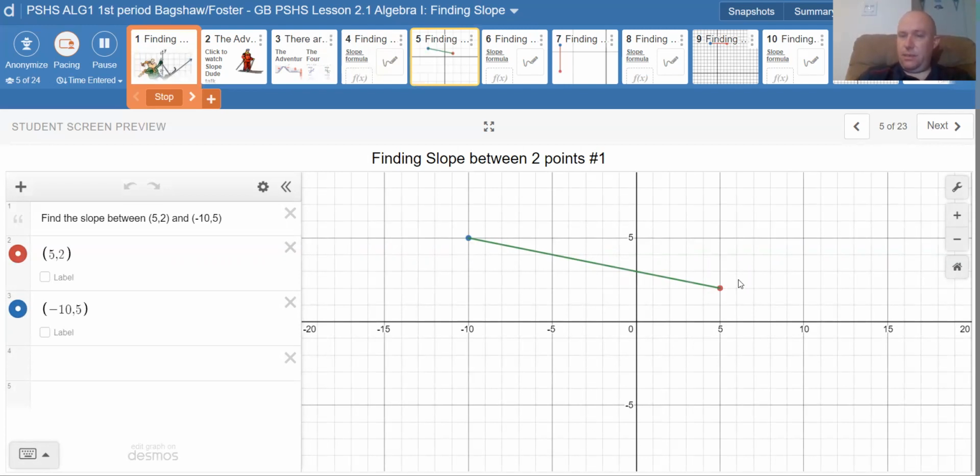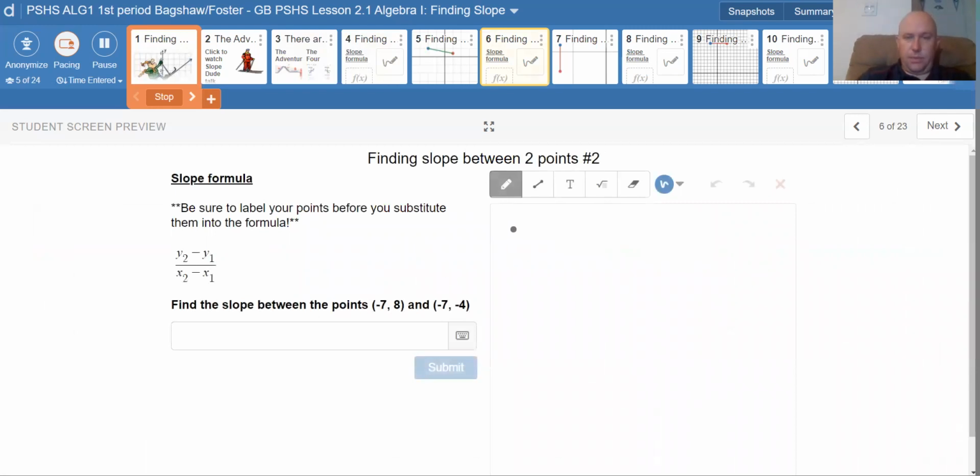So never start from this side. Otherwise, when you go across, you have to count to the left. So that's something that's really important for these questions as well. Same sort of thing. So I got negative 7, 8.